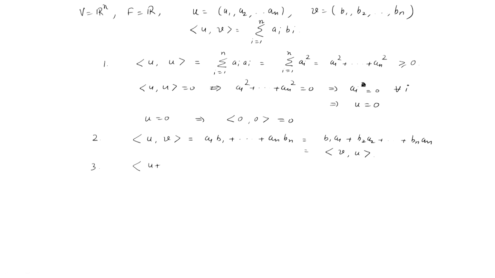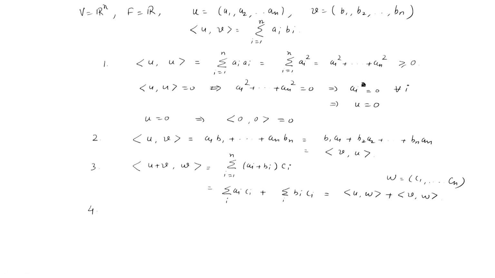Now, the third property is the inner product of U plus V comma W. You can see, if you take W as C1, C2 up to Cn, then this will be equal to the summation over i from 1 to n of Ai plus Bi times Ci, by this definition, which is the summation over i of Ai Ci plus the summation over i of Bi Ci. And this is equal to the inner product of U and W plus the inner product of V and W. So, the third property also holds.